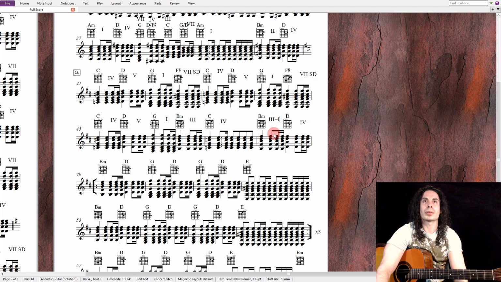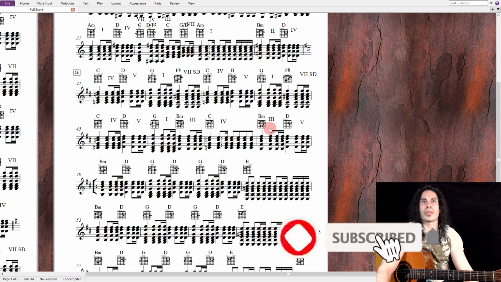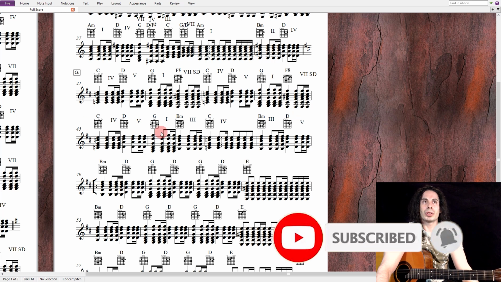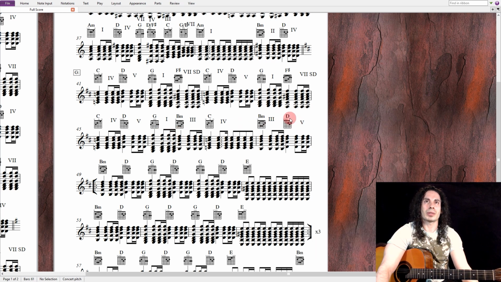And here, instead of going back to A, I'm just going to call this one. I think it might be better. Think it this way. The third going to the fifth on G, but instead of resolving in G, it goes to B minor. Let's hear that.